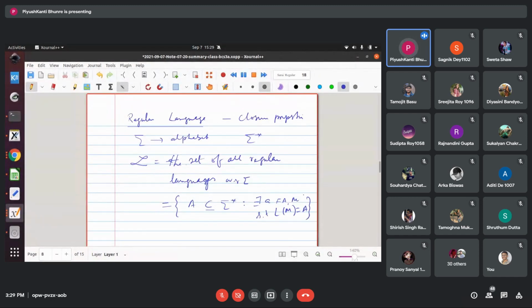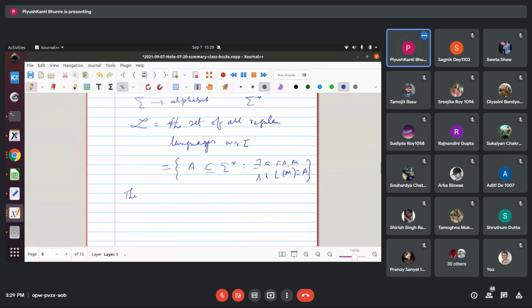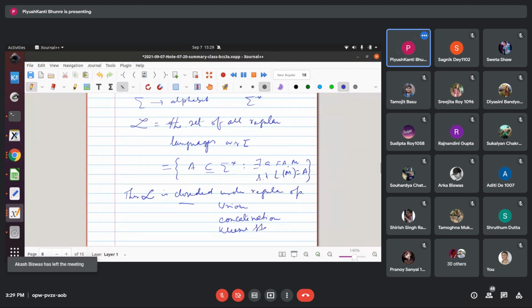If I write it mathematically precisely, this is the set of all regular languages, then L is closed under the regular operators. What are those? Union, concatenation, Kleene star, or we just say star operation.